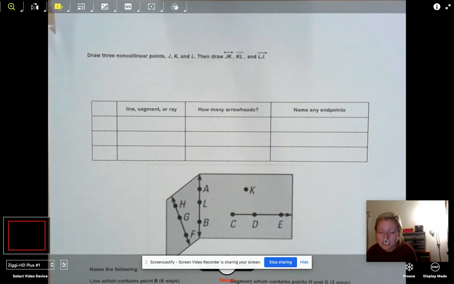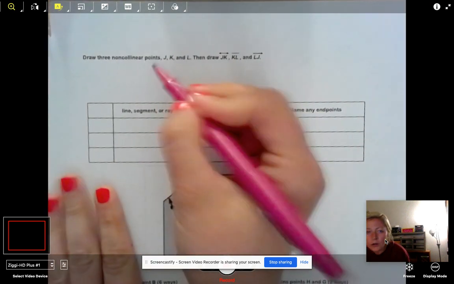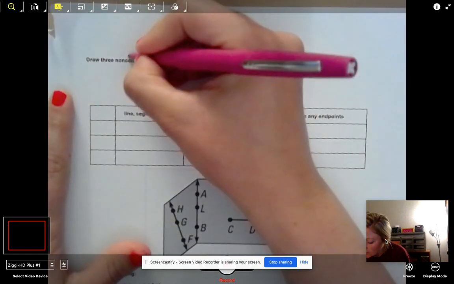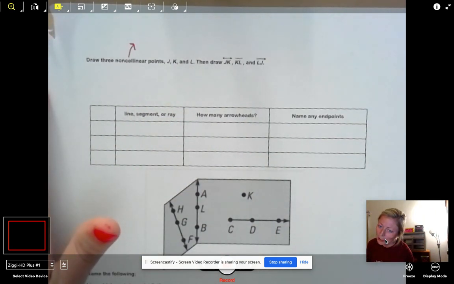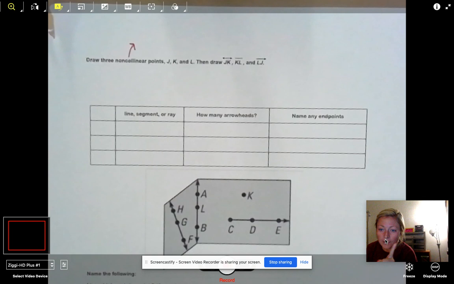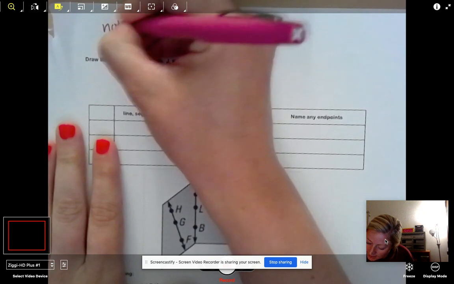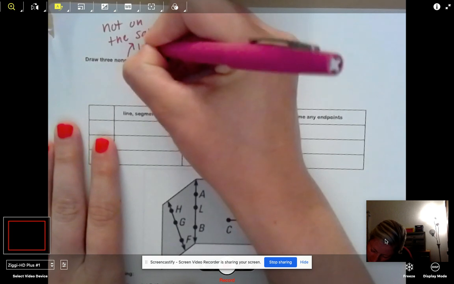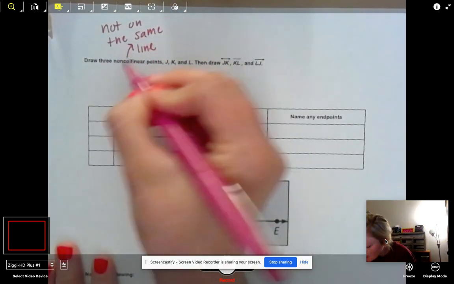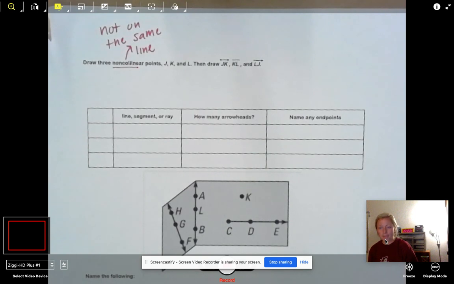So let's put these words to use so they become more concrete in our brain. It says draw 3 non-collinear points, J, K, and L. So non-collinear, what does that mean? Did we even talk about that, Miss Bundy? No, but we're smart. So if collinear means they're on the same line, non-collinear would be not on the same line. So we're going to say not on the same line. This might be helpful to write down that definition. It's up to you, but not on the same line.